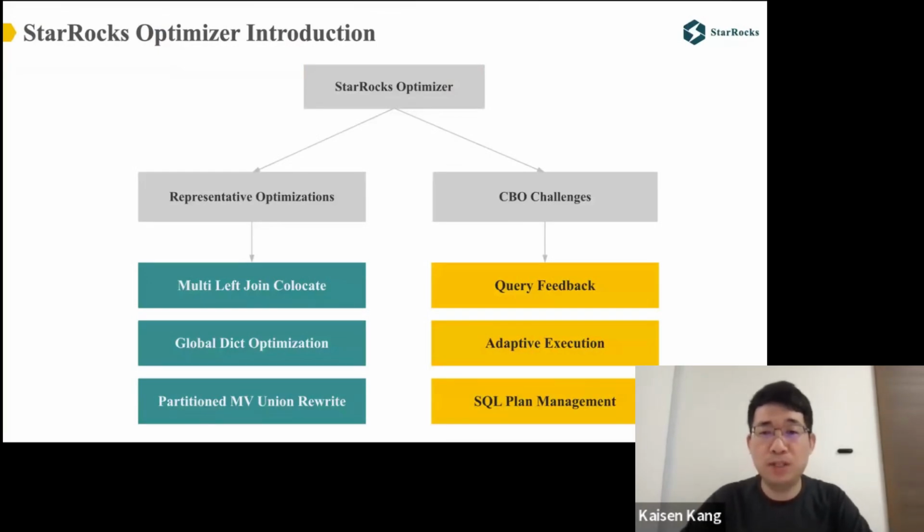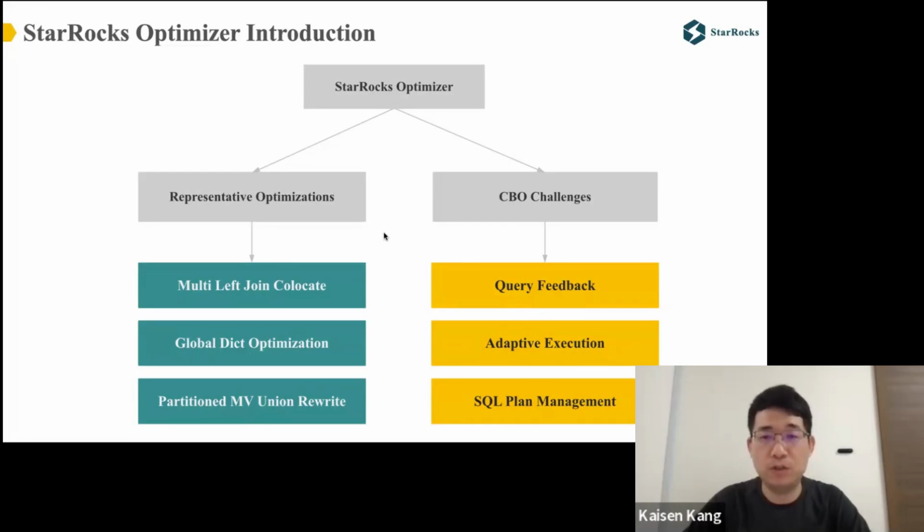Now, we have a general understanding of the StarRocks optimizer. Let's take a deep look at it. I will focus on two key areas. First, three representative optimizations, and second, StarRocks approaches to addressing common cost estimation challenges. The three representative optimizations we will explain are multi-left join colocate, global dictionary optimization, and partition materialized view union rewrite. The three solutions to cost estimation problems include query feedback, adaptive execution, and SQL plan management.